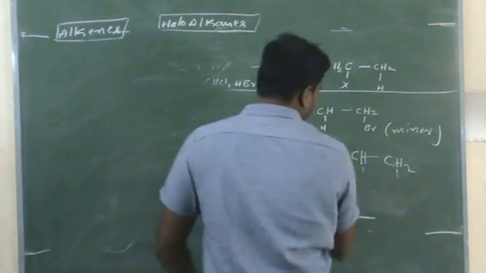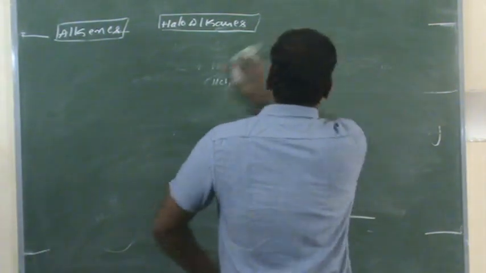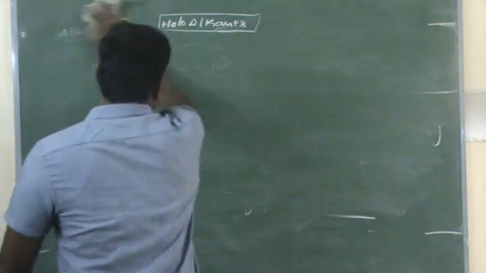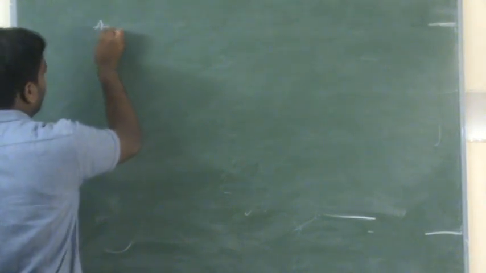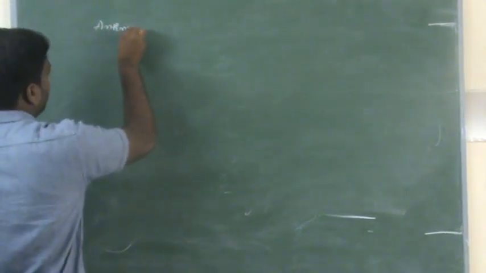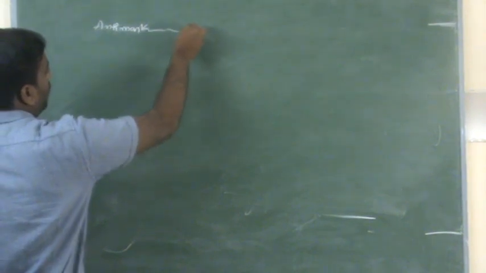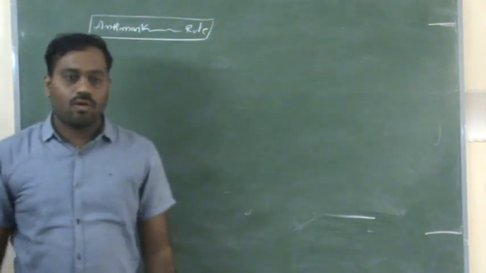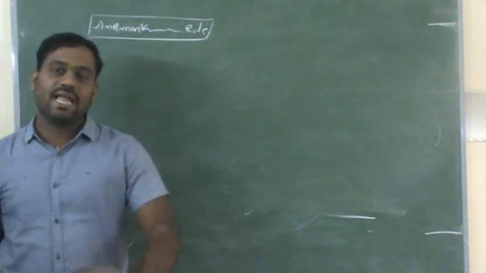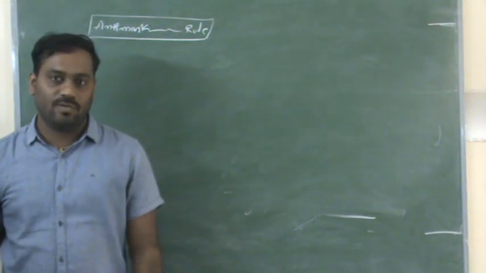Let us move to some basic level competitive questions. They may ask in CET and NEET also. Before going to those examples, I want to go through one more concept, that is the anti-Markovnikov rule. Markovnikov and anti-Markovnikov. This is exactly opposite to the Markovnikov rule.